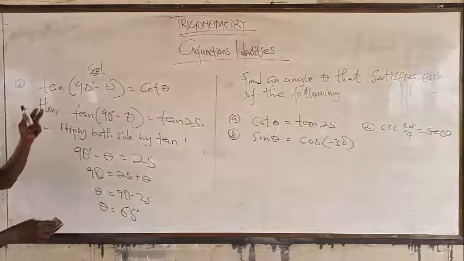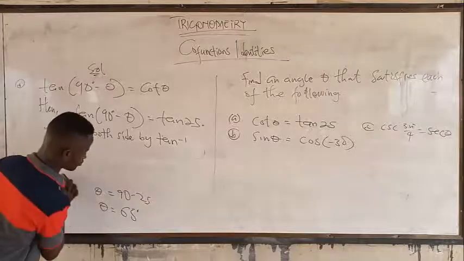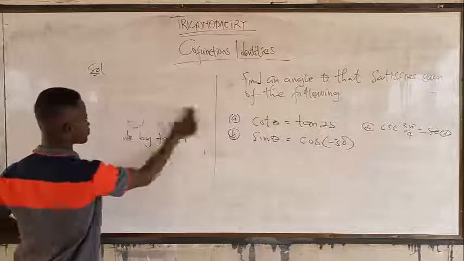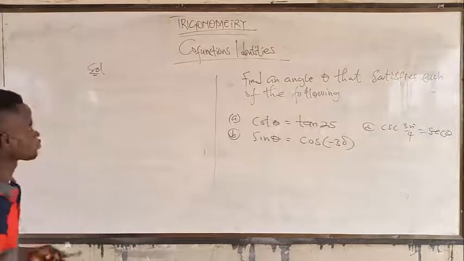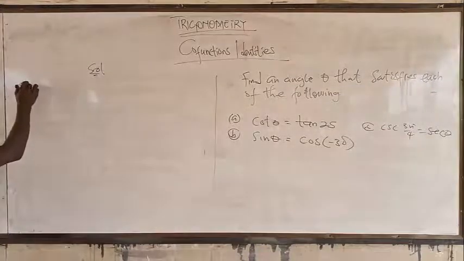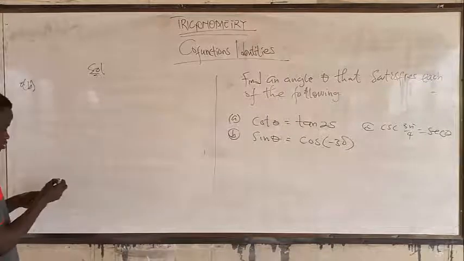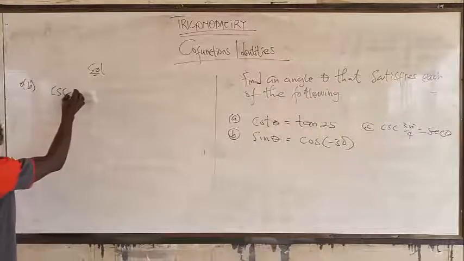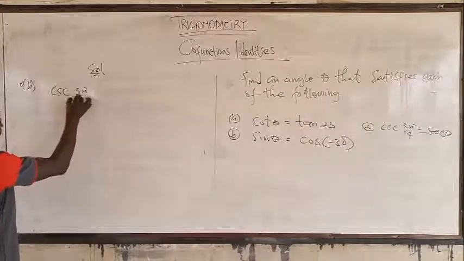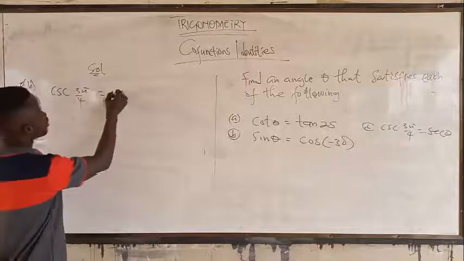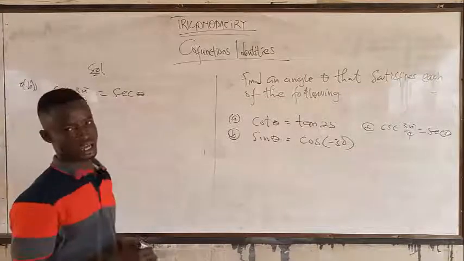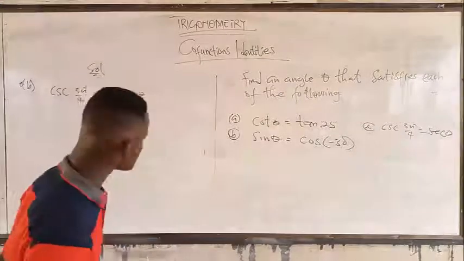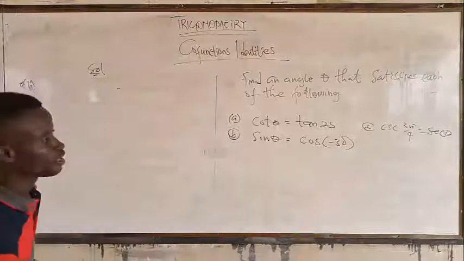In case you are to find the angle. The B is cosec 3 pi over 4 is equal to sec theta. Very good. Cosec, sorry, let's go for the B. Let's rather do the C.